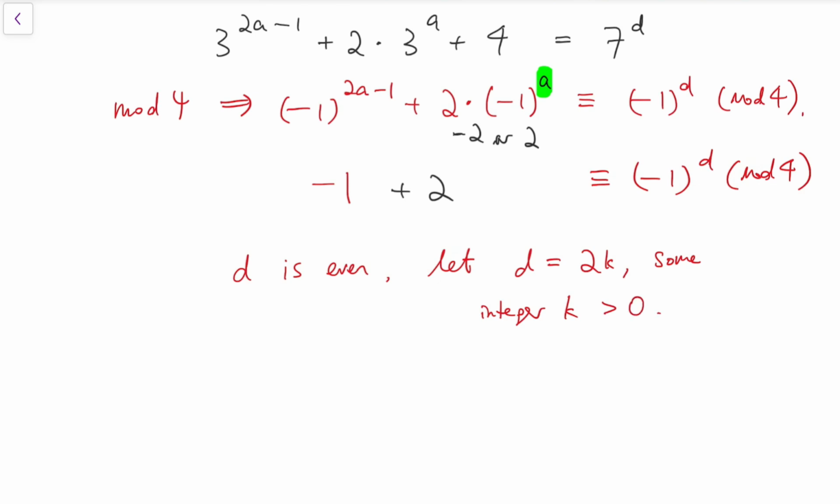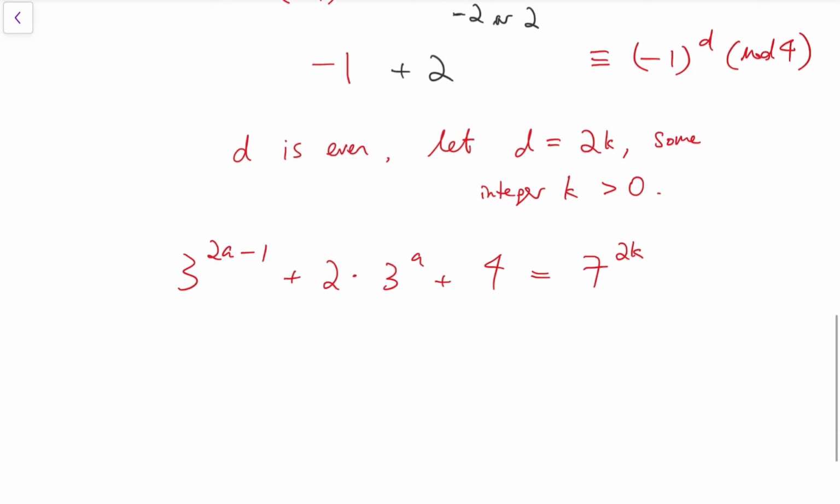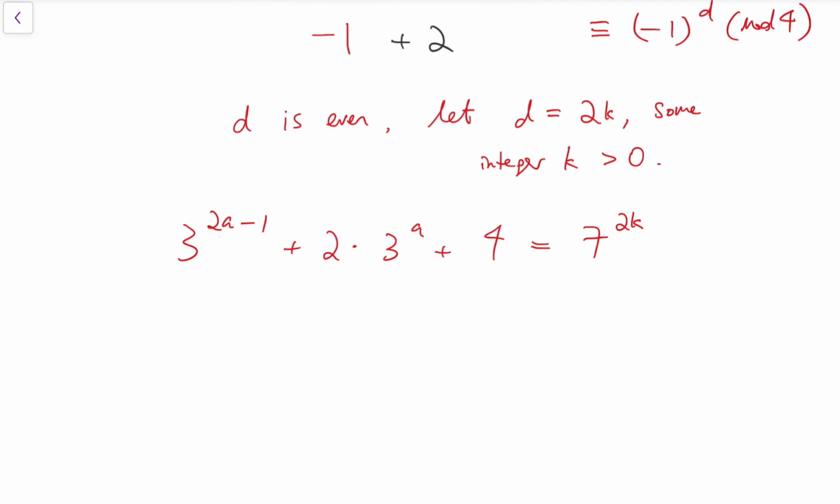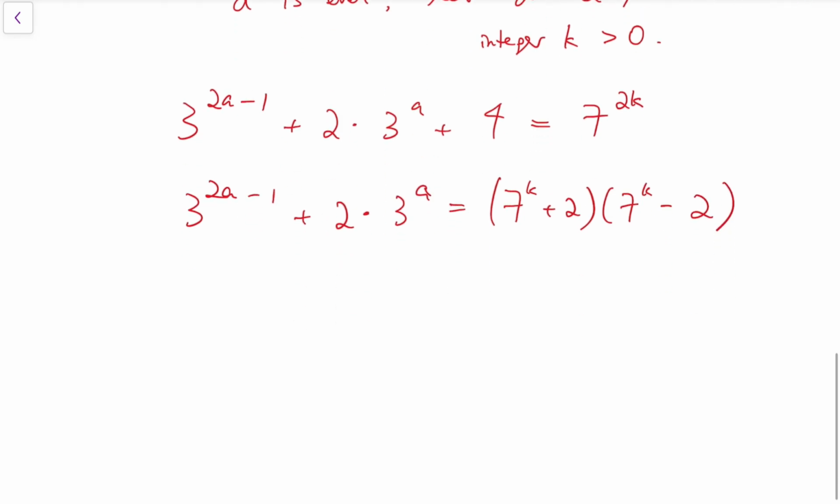So now things start to get interesting. The equation now becomes 3^(2a-1) + 2 times 3^a + 4 equals 7^(2k). Now I can move the 4 to the other side. So the right equals (7^k + 2) multiplied by (7^k - 2). At the same time, for the left, I can factorize and write that as 3^a times (3^(a-1) + 2), equal to this product.